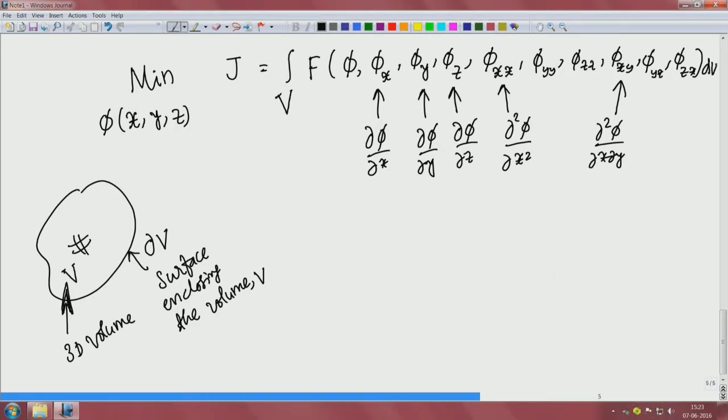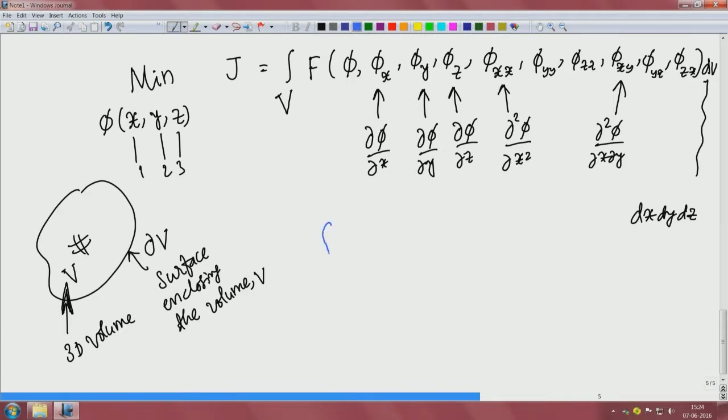I can have a general function in 3 independent variables. When I say dv here, what I really mean is dx, dy, dz, okay, dx, dy, dz we can have. So, 1, 2, 3 independent variables. How do we do this? It is exactly the same way.